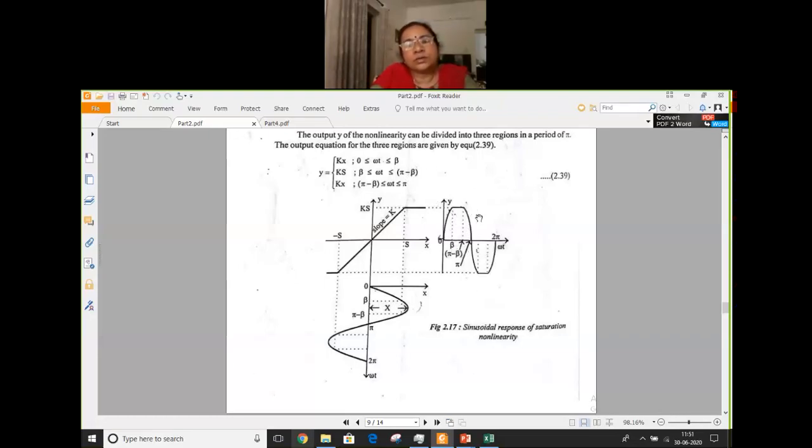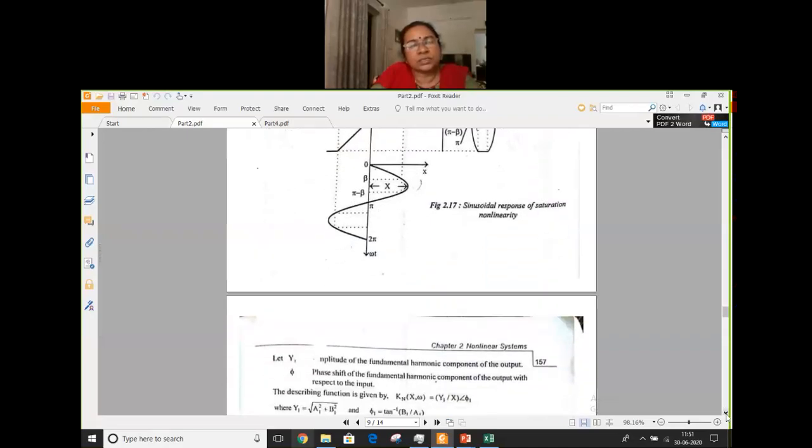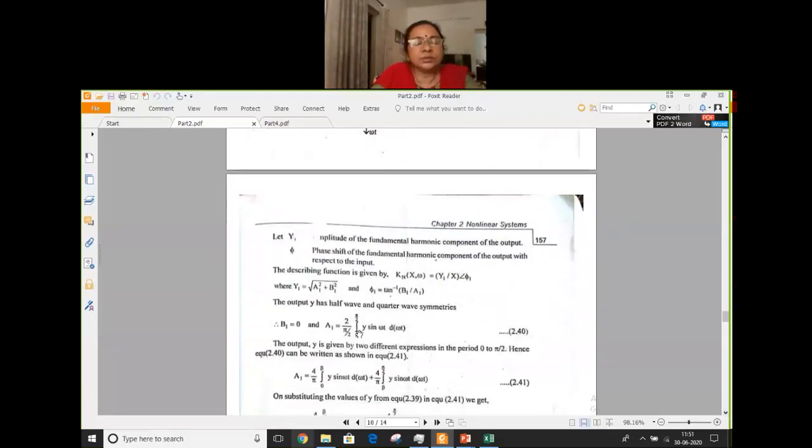B1 is always 0 because it is symmetric in nature. Then you need to find A1. How can you calculate A1? What is the equation of A1 in the Fourier analysis? A1 is equal to 2 by pi by 2 integral 0 to pi by 2 of y sin omega t d omega t. Then calculate A1.